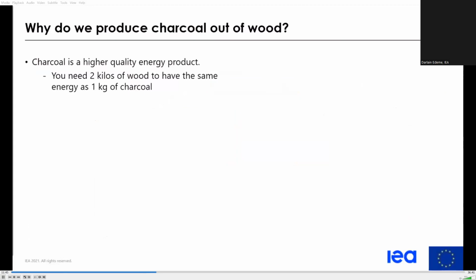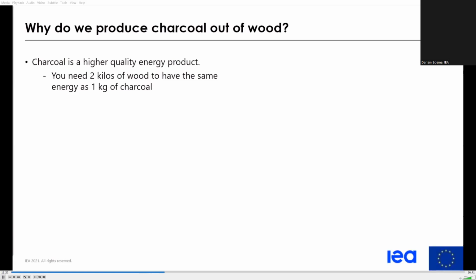But if you have good wood, why do you need to transform it into charcoal? Charcoal is a better energy product. To have the same energy as 1 kilo of charcoal, you need to burn 2 kilo of dry wood. However, if you use moist wood, then you will need even more. Often in Africa, firewood is consumed without drying because storing it might mean it will be stolen and there's also not space. So its quality when burned is lower.